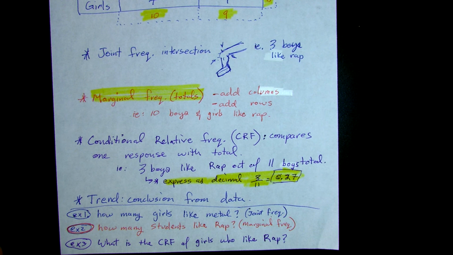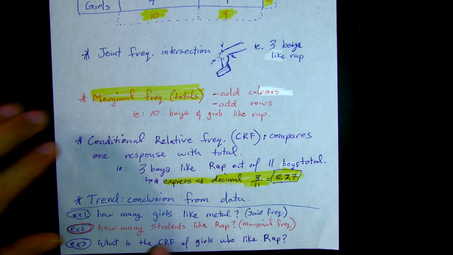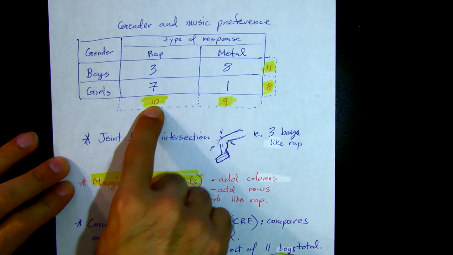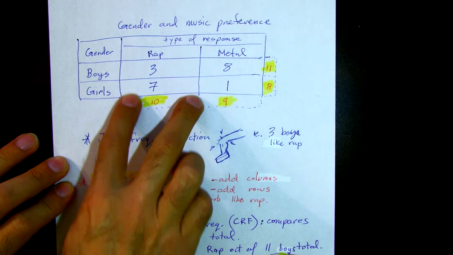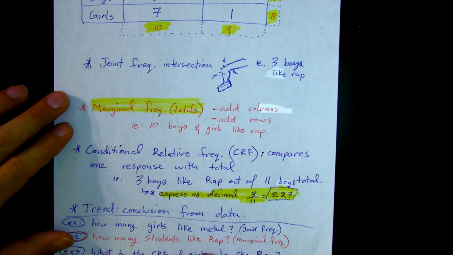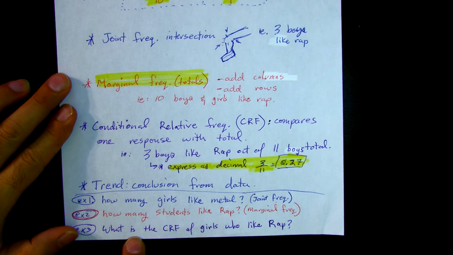Good, Cadence. Good, Sophia. Good, Haley. Good, Ahmed. The number of students who like rap? 10. It's a marginal frequency. It adds together the 2 categories, and here is the type of response. So 10 like rap. Good, Mia. Good, Jordan.